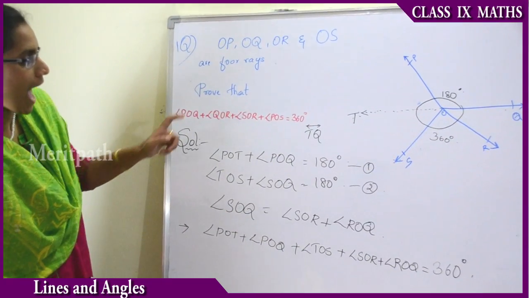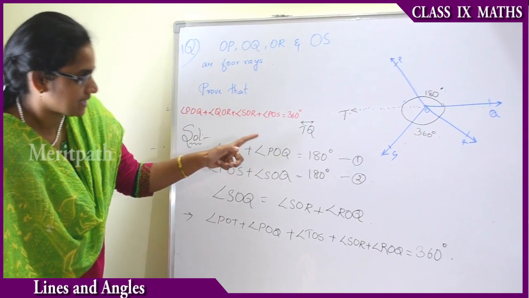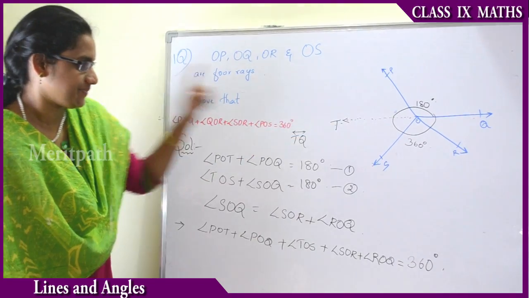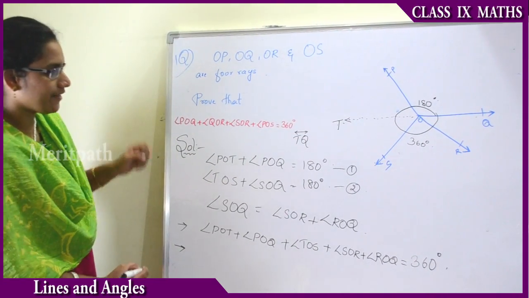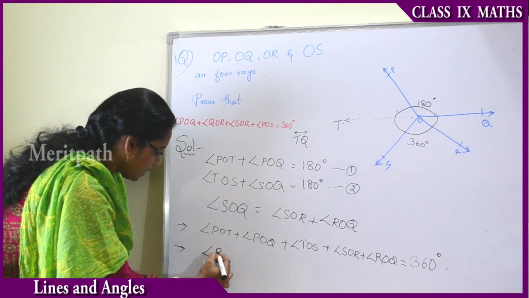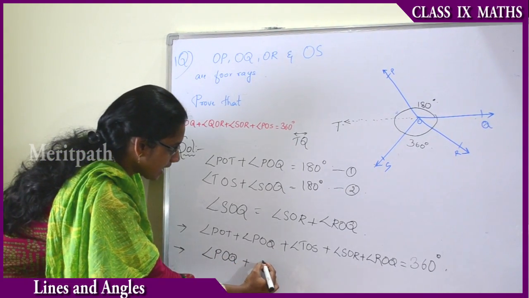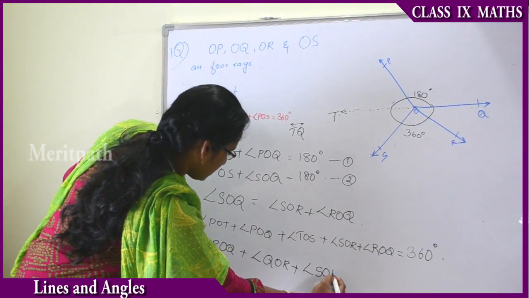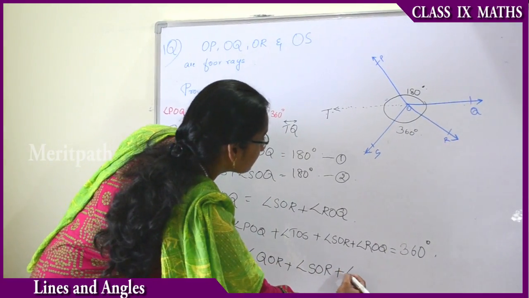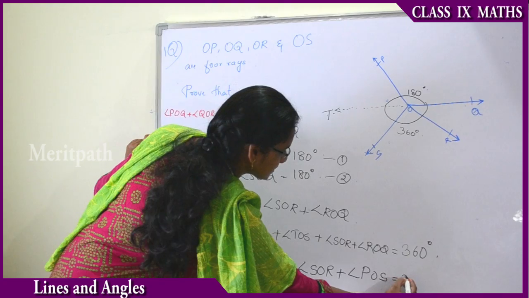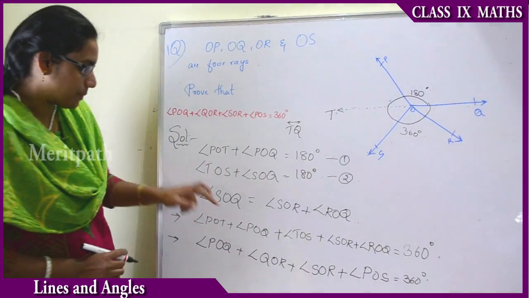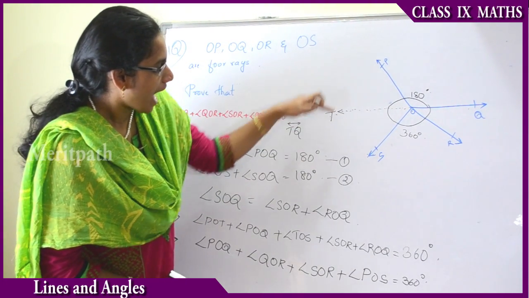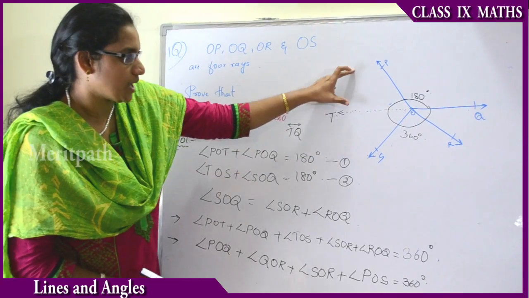Now let us see that angle POS can be represented as angle POT plus angle TOS. Therefore, we can write that angle POQ plus angle QOR plus angle SOR plus angle POS equals 360 degrees. Here I have represented angle POS as angle TOP plus angle TOS. I hope you understood that.